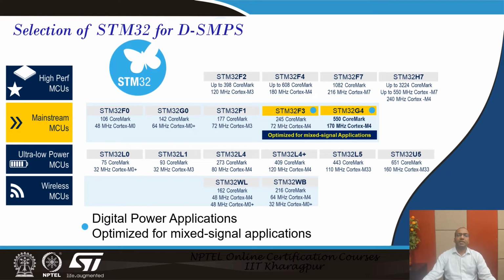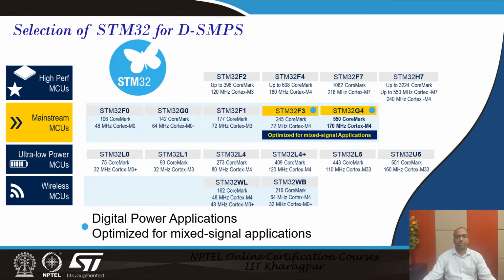Our next topic is selection of STM32 for digital switch mode power supply. In the last slide, we pointed out the key peripherals required in microcontroller for digital power applications. The selection of MCU is very important. The MCU selected should not only contain the desired peripherals, but it should also be optimized in terms of the power consumption, in terms of space.